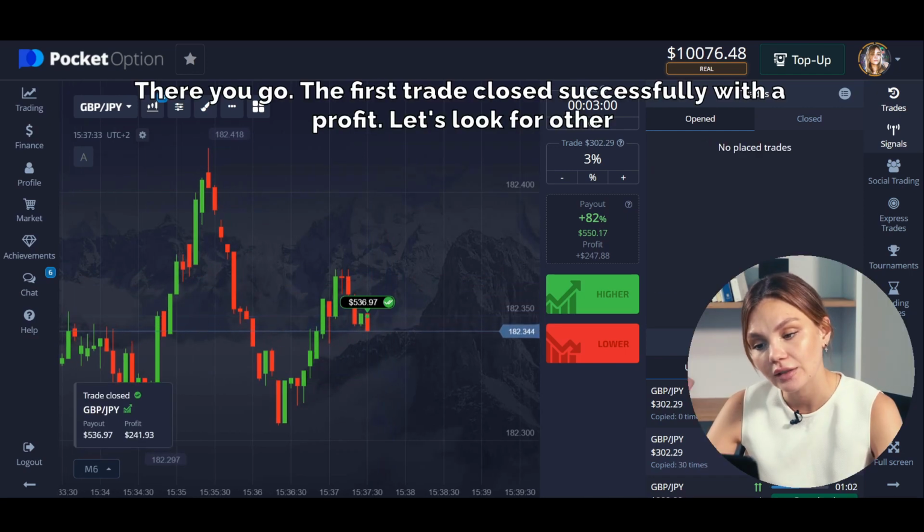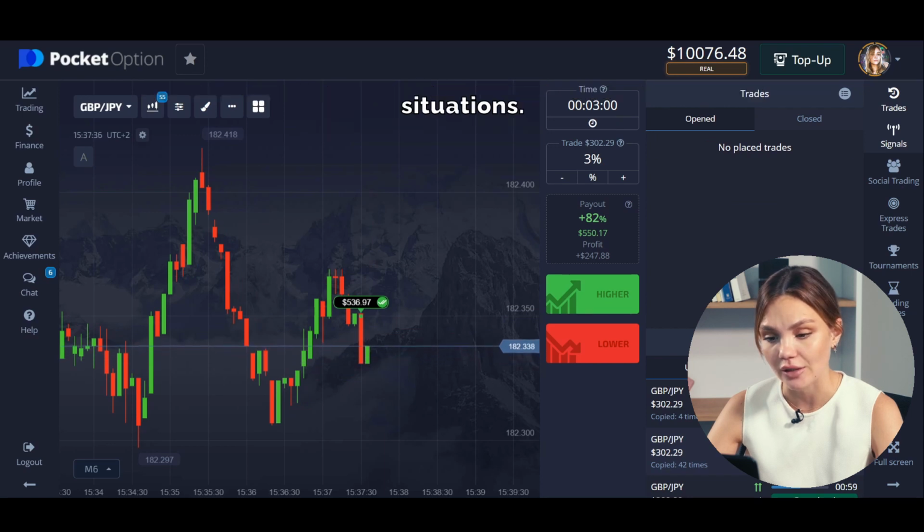There you go. The first trade closed successfully with a profit. Let's look for other situations.